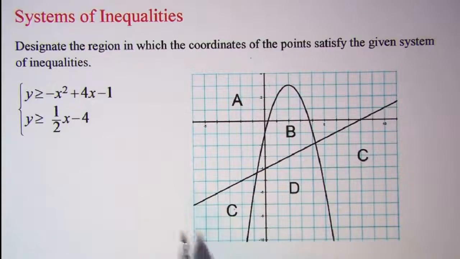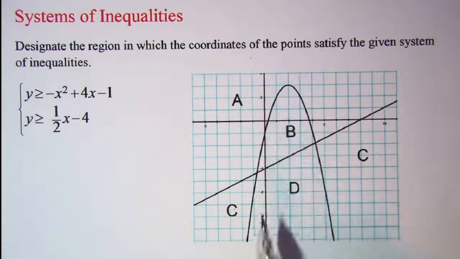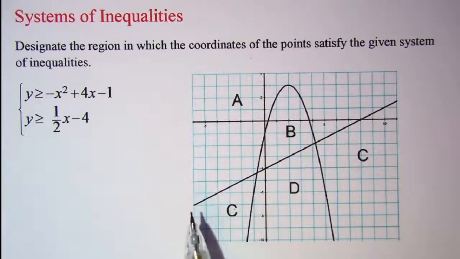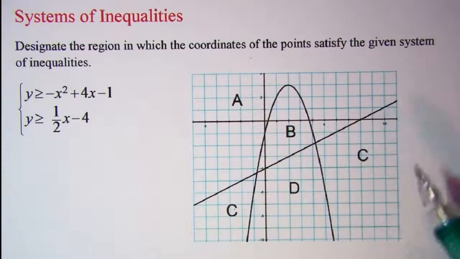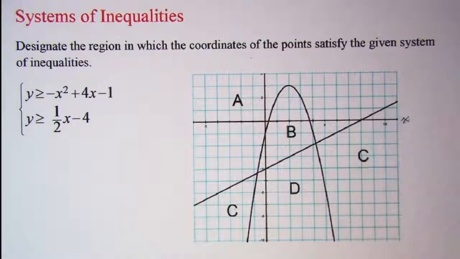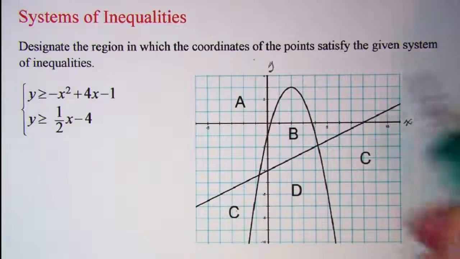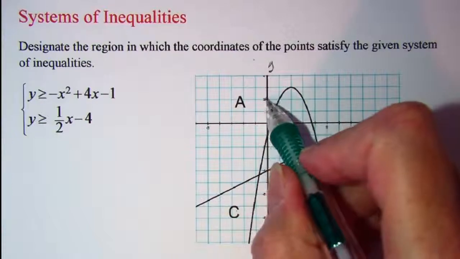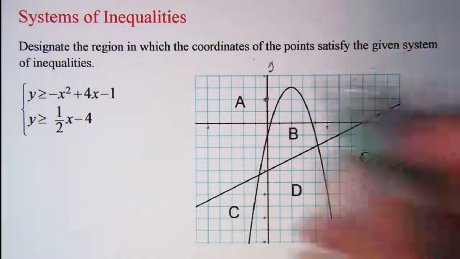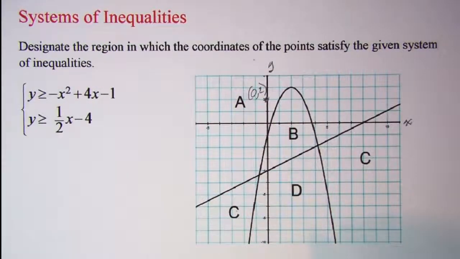So I guess the easiest way to attack this would be to pick a point somewhere that's not on one of the lines, not on the parabola and not on the actual line, and see if it works. So this is our x-axis, and this is our y-axis. I'm going to pick the point 0, 2, which is obviously in region A. So 0, 2. And then I want to check to see if that works.